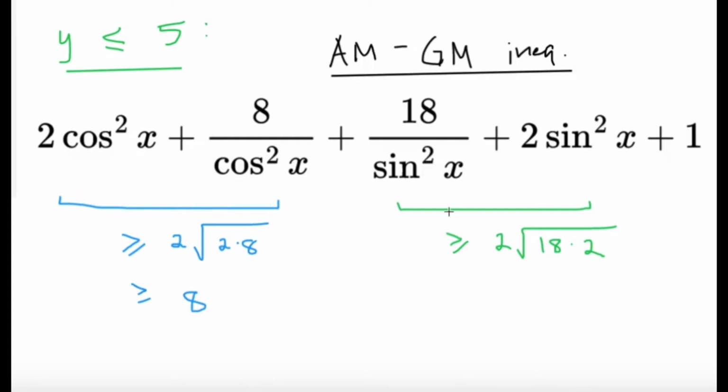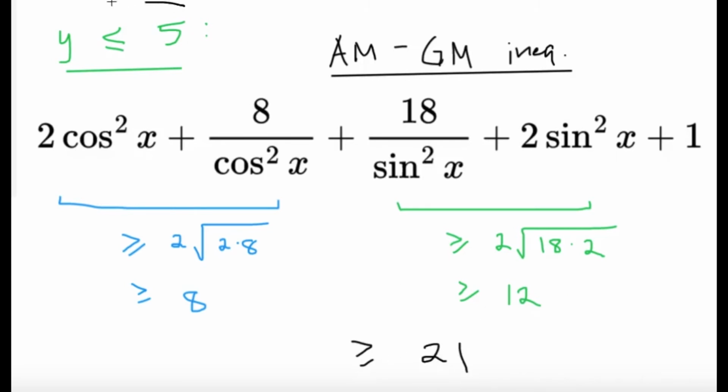And then similarly apply this to the third term and the fourth term over here, using the AM-GM inequality. That will be greater than or equal to 2 square root of 18 times 2, and you can simplify it. It's going to be greater than or equal to 12. Well, we don't really know whether these equalities are attainable, but from the AM-GM inequality, this entire thing must be greater than or equal to 21.